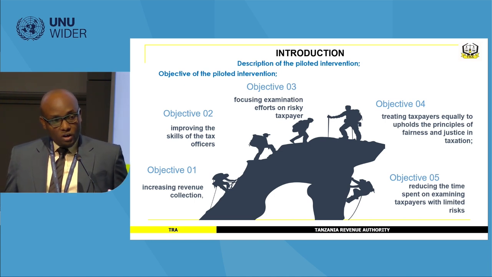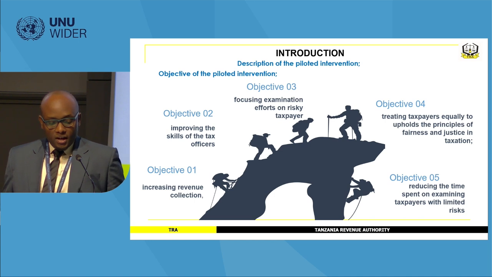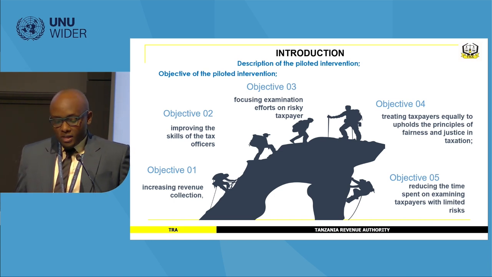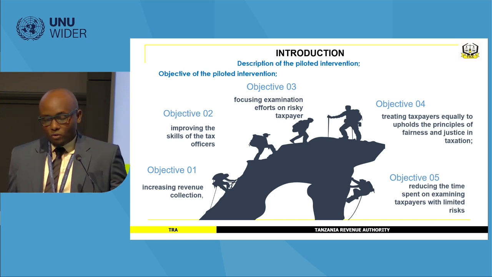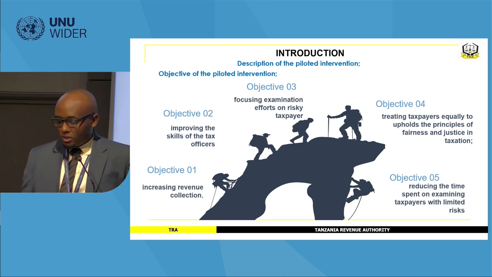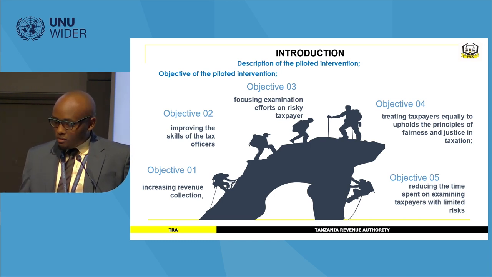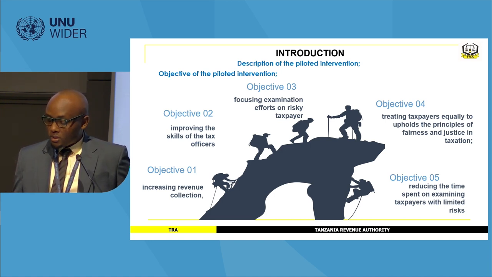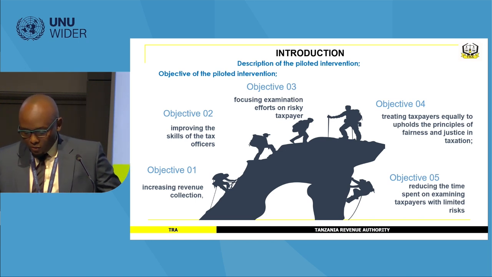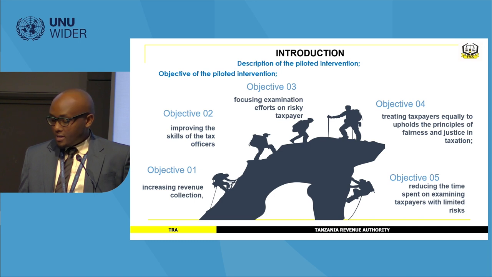One is to increase revenue collection. Two is to improve the skills of the tax officers who are conducting this examination process. The third objective is to focus efforts on the risky taxpayers instead of selecting taxpayers and ending up not achieving the intended objective. Objective number four is to treat all taxpayers equally by upholding the principles of fairness and justice in taxation. And the last objective was to reduce the time spent examining taxpayers with limited risks.